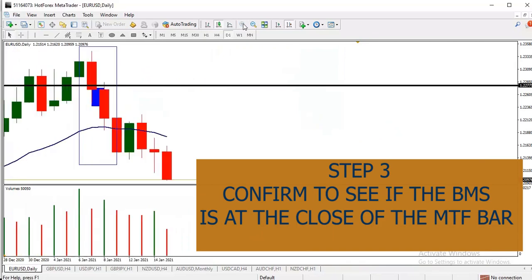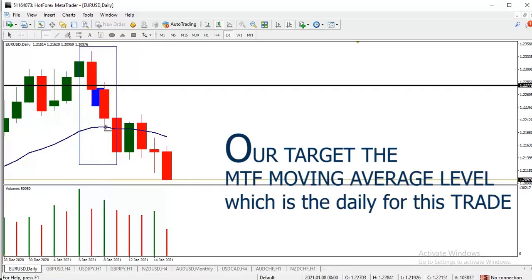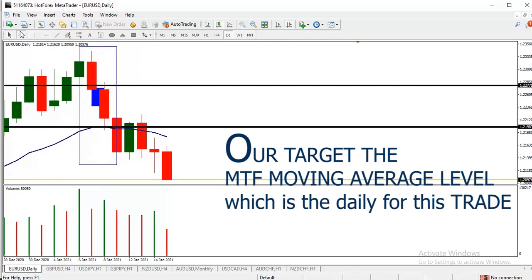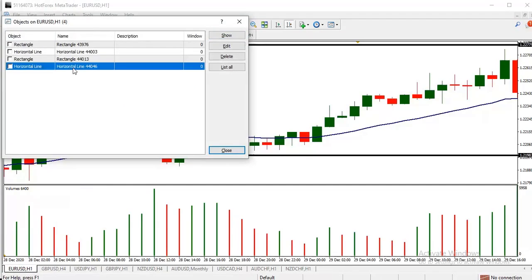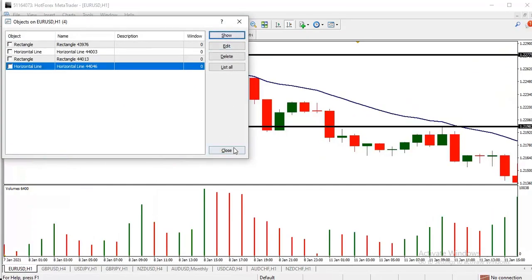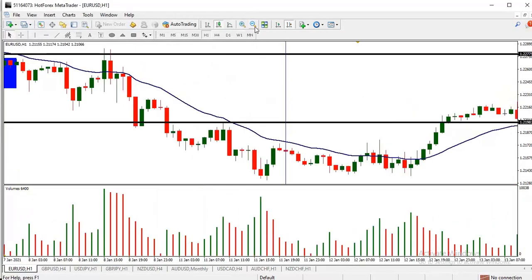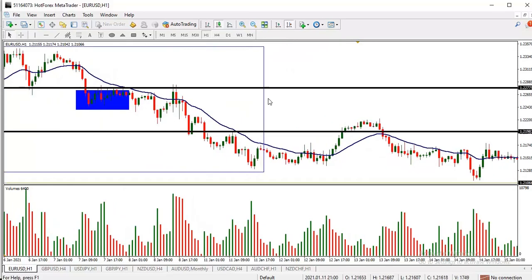Can you see our rectangle below the market structure level? So this is a confirmation that price is going to retrace. Where is it retracing to? It's retracing to the daily time frame moving average level. Can you see? And that is over how many pips? That is over 82 pips. Now this is how the strategy works, how you can make use of market structure to predict market retracement and where it is going to retrace to, using market structure and moving average.